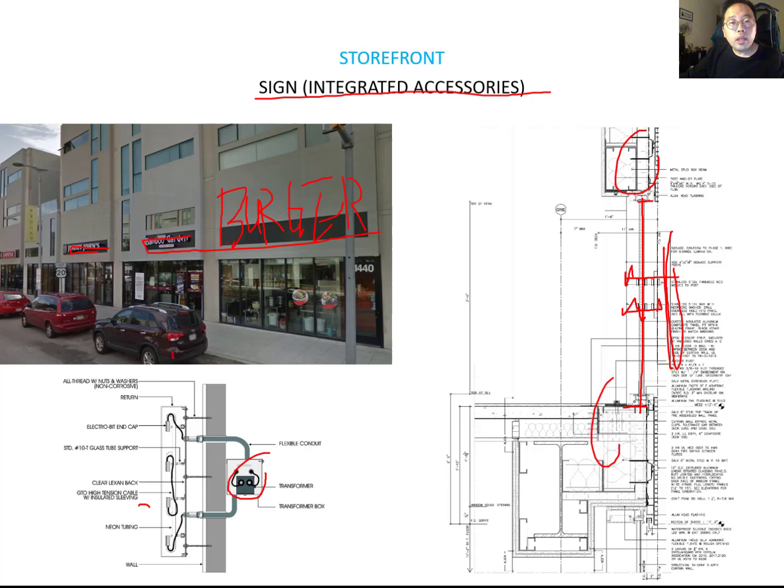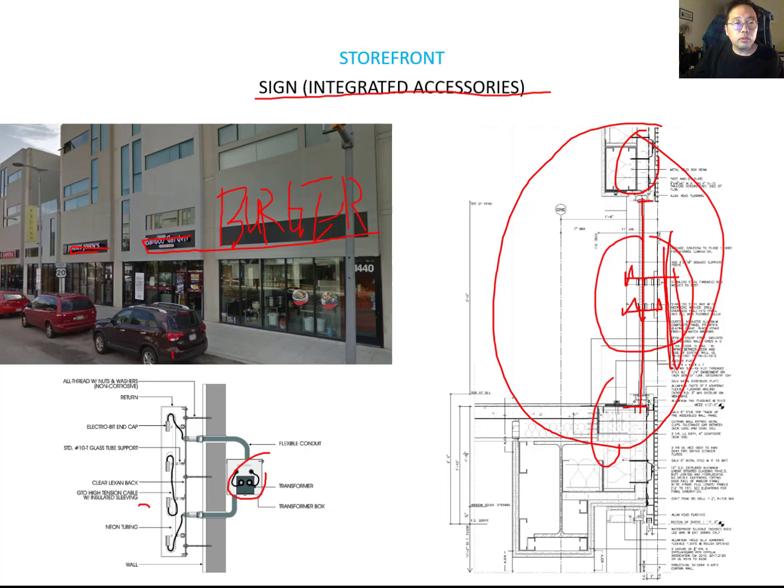So it means you provide this detail to the tenant. The tenant has to follow this policy, and then you don't have to worry too much about the signage impacting your elevation design. Okay.